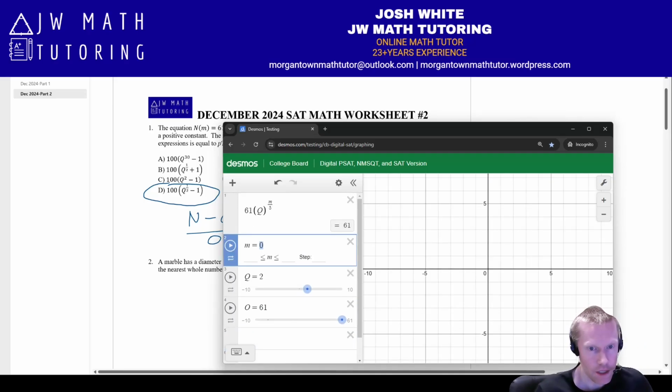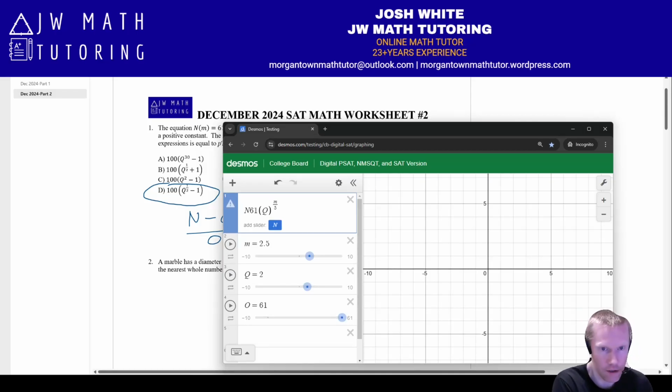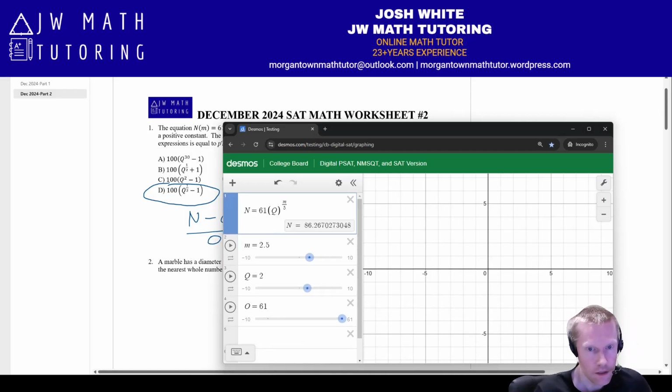And now I'm going to change m to 2.5. Okay, every 150 seconds, 2.5 minutes. Okay, so now I get this value. This is what I'm going to set equal to n. So I'm going to actually do that up here. So n is equal to 86.26, blah, blah, blah.